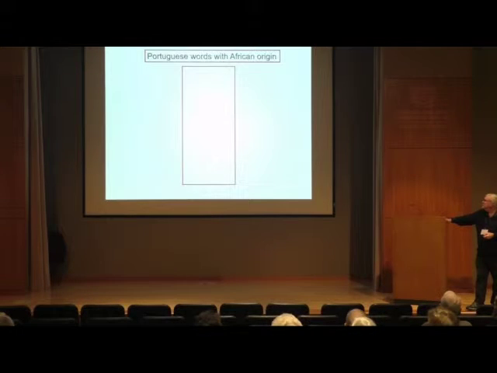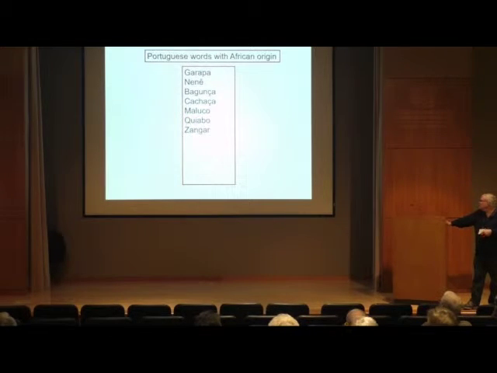Portuguese words, again, originating from African languages. Garapa, sugarcane juice, nene, baby. Bagunça means a mess. Cachaça, if you've been to Brazil, you know what cachaça is. Alcoholic drink. Maluco, crazy. Quiabo, okra. Anger. Batuque, moleque is a bad little boy. Samba, music. Camundongo is a mouse. Cachumba, any guess as to what cachumba is? Cachumba is mumps, the disease.